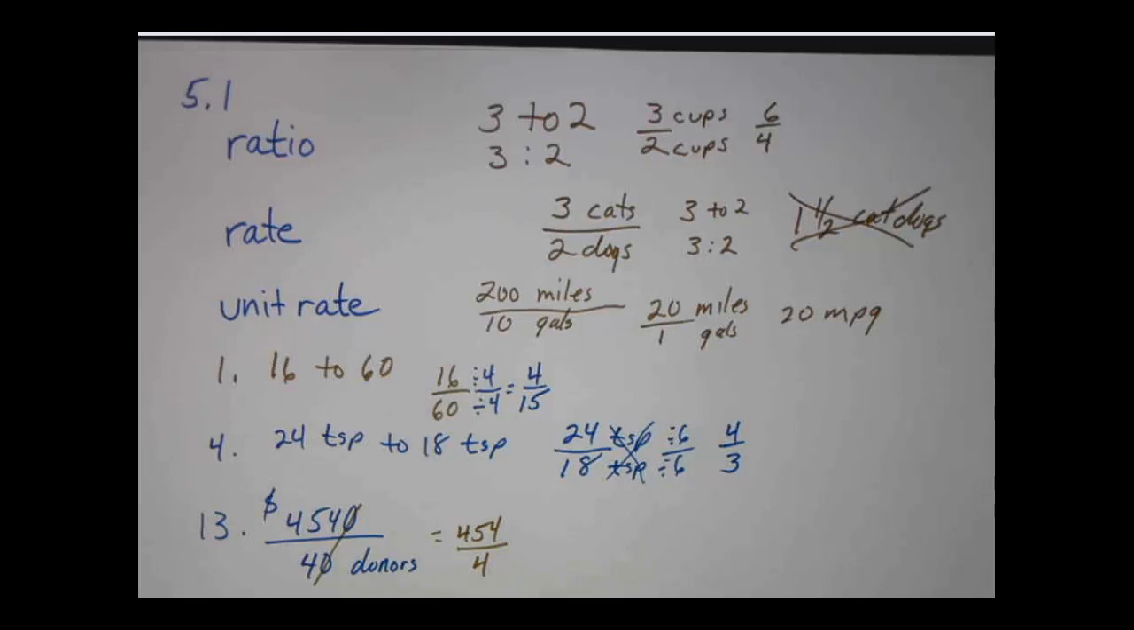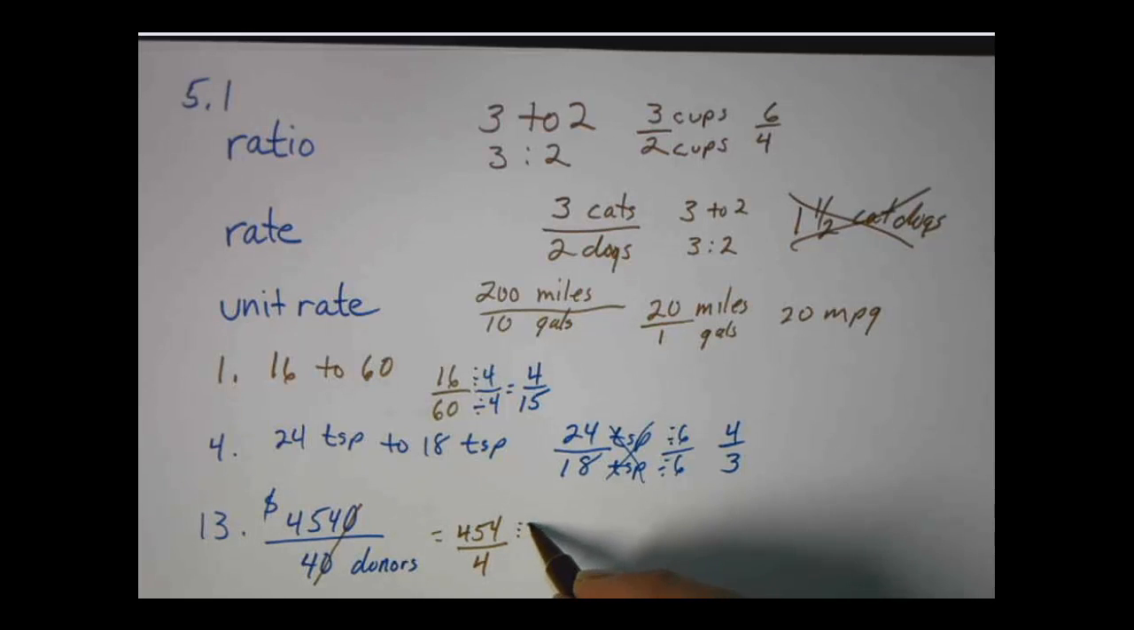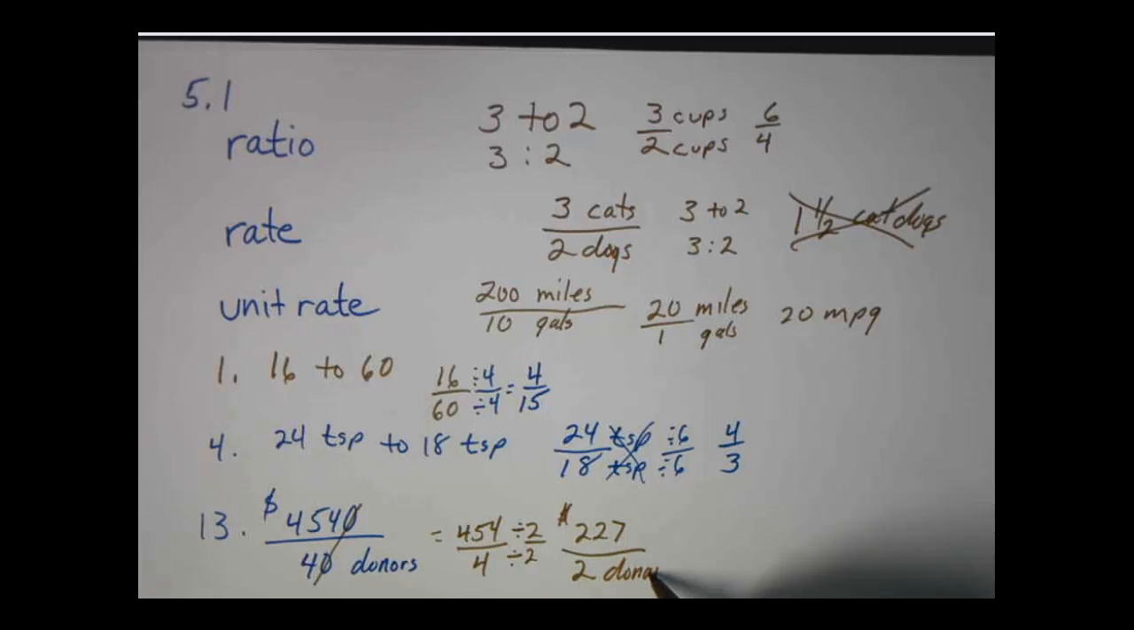But then you and I both see that they're both even still. So I need to reduce that again. And they both can go down by 2. So I would have $227. Okay, we could write dollars or just a symbol, that's fine, to 2 donors. And I have to keep my words on these because I have to be able to identify. People have to identify what they are.